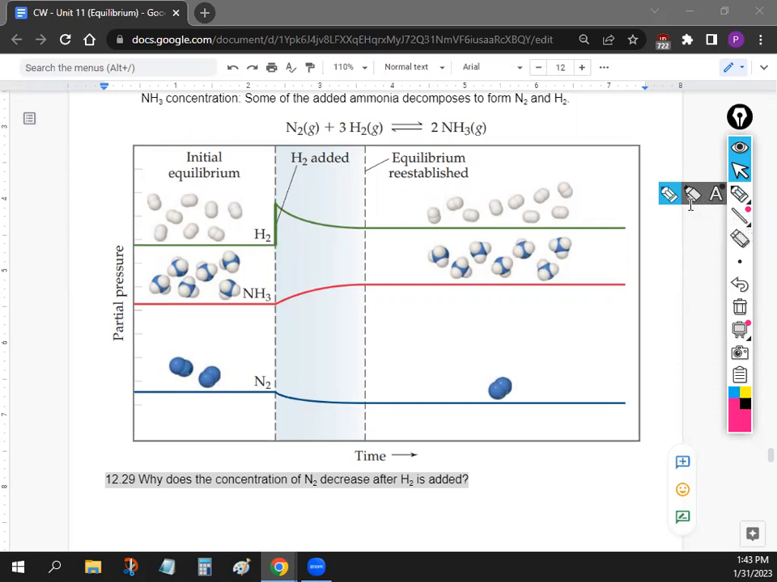Simply put, you need N2 to make NH3. That's pretty much it. You need N2 to react with H2. And so obviously you're going to lose some of that N2 to make NH3.